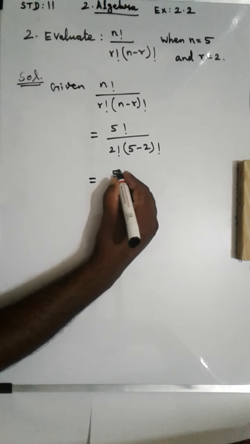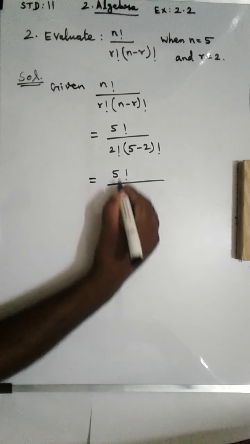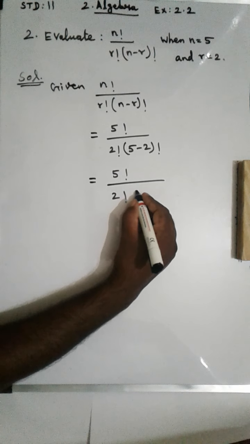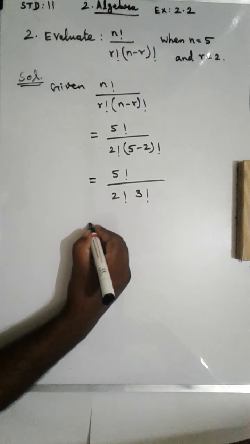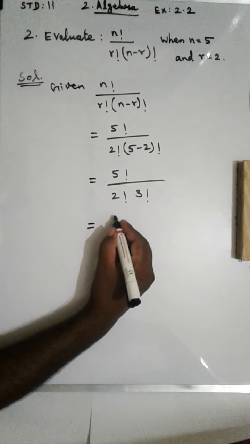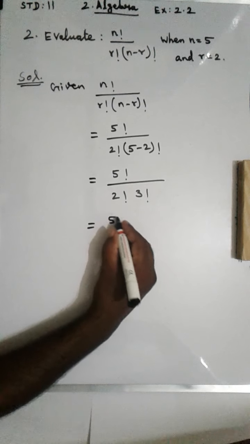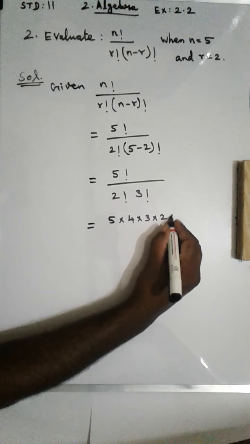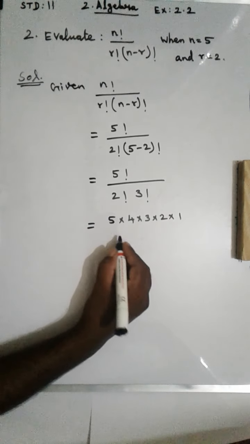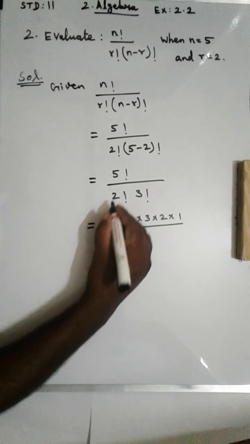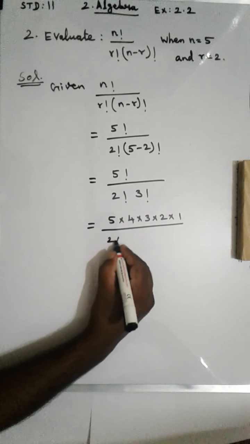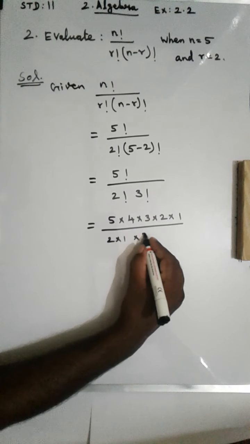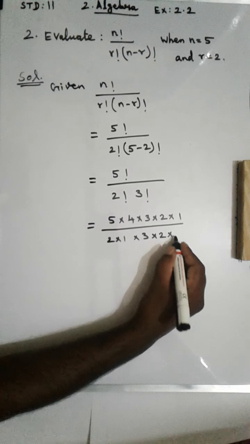We should write it 5 factorial divided by 2 factorial, 5 minus 2 is 3 factorial. We should write its expansion value. 5 factorial means 5 into 4 into 3 into 2 into 1. It is 5 factorial divided by 2 factorial, 2 into 1, into 3 factorial is 3 into 2 into 1.